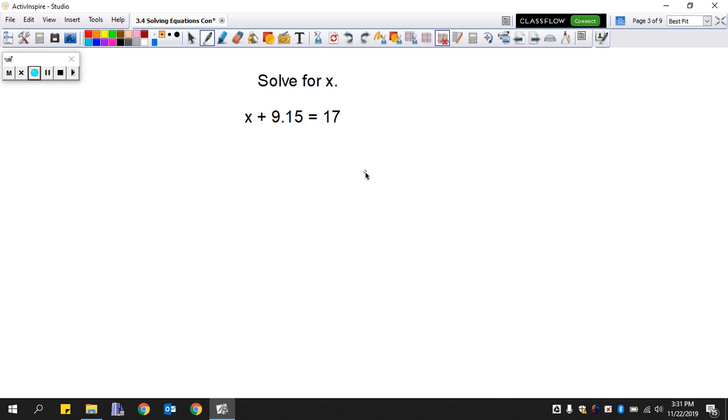All right, here we're solving for x, or in other words, we're isolating x. So draw our line down through the equal sign. We're adding, so the inverse of adding is subtracting 9.15. And we're going to subtract 9.15 on the right hand side as well. Now take a look at the 17. That's a whole number, so that's the same thing as 17.00, because we want to have the same number of digits after the decimal point as we have in the 9.15. So we're going to just add zeros to it.